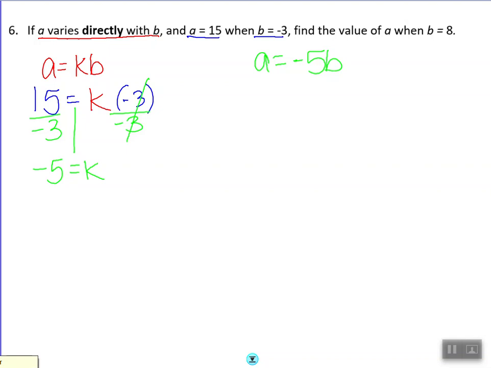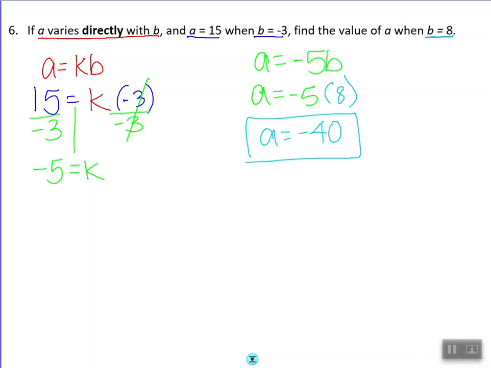Now I can go ahead and read the last part of my question. Find the value of a when b equals 8. So I know that b is 8. So I'm going to plug that in. And I need to figure out what a is. Well, if I just multiply this, I end up with a equals -40. And that is my final answer. So, even when it does not specifically ask for it, you will need to find k and probably the equation to answer these questions.